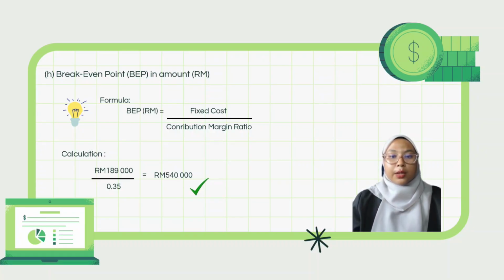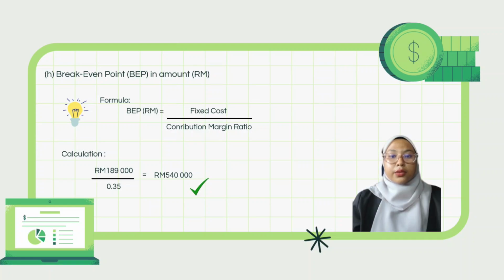The formula used to calculate BEP in RM is break-even point equals fixed cost divided by contribution margin ratio. Based on the information given, the fixed cost is 189,000 ringgit and the contribution margin ratio is 0.35 or 35%. To calculate the break-even point, we divide 189,000 ringgit by 0.35. After calculation, the break-even sales amount is 540,000 ringgit. This means that the company must generate at least 540,000 ringgit in sales in order to cover all its costs.